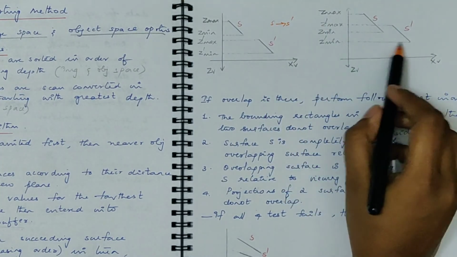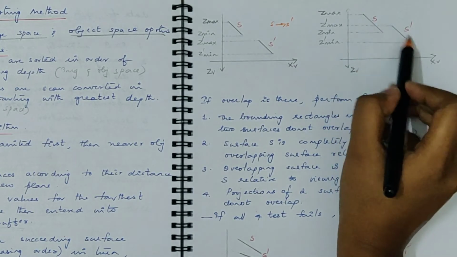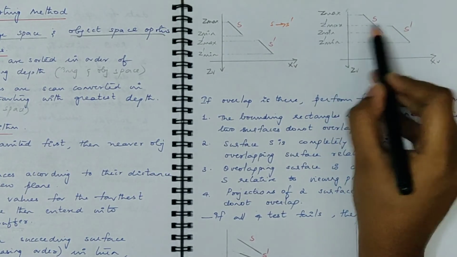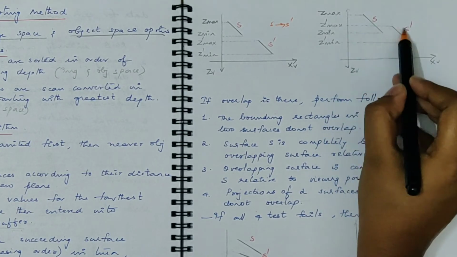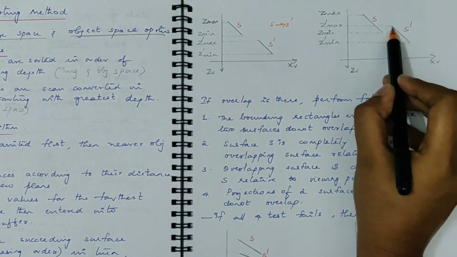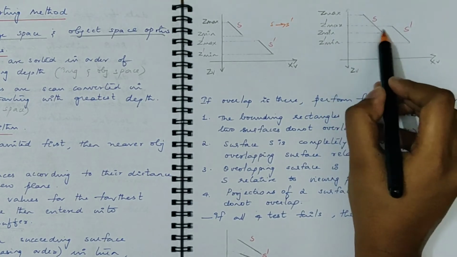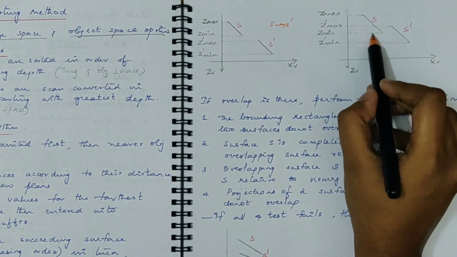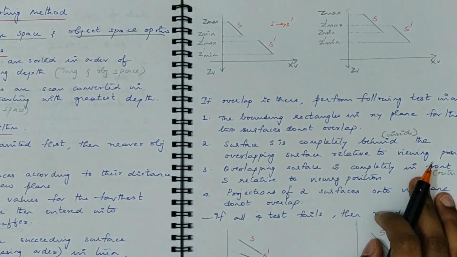But let's look at this example. Here between S and S dash you have a depth overlap. Here your Z dash max is greater than Z min. Right? The maximum value of Z for S dash is greater than the minimum value of Z for the surface S. So there is a depth overlap. When there is a depth overlap, then you have to perform 4 other tests which are mentioned here.